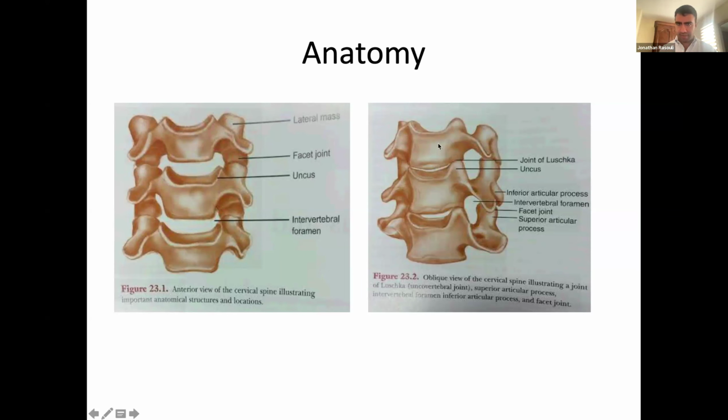So when you're doing an ACDF, for example, you really have to make sure you come out laterally to decompress this. Otherwise, if you leave a lot of the uncovertebral joint behind, they're going to have a lot of pain. So you have a lot of failed ACDFs, and these are the hardest to fix, because you really have to decompress that uncovertebral joint.